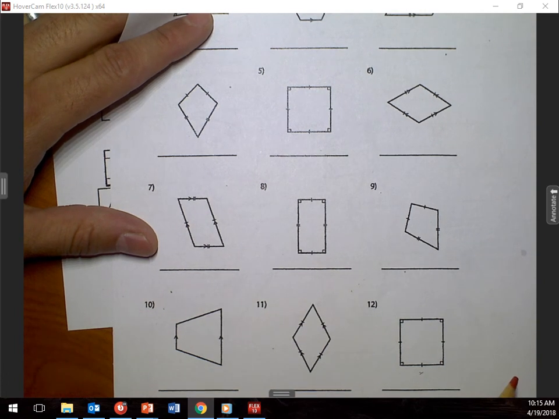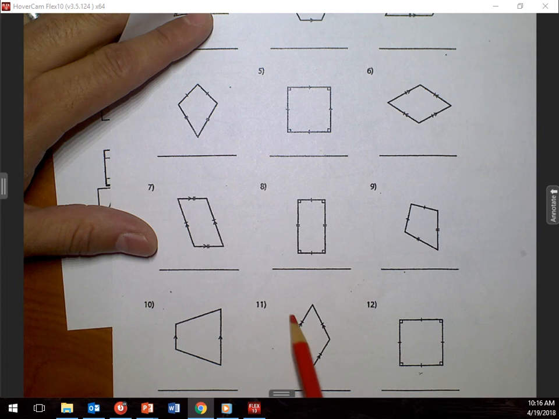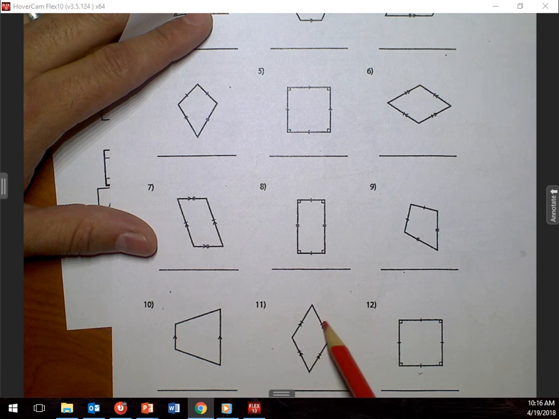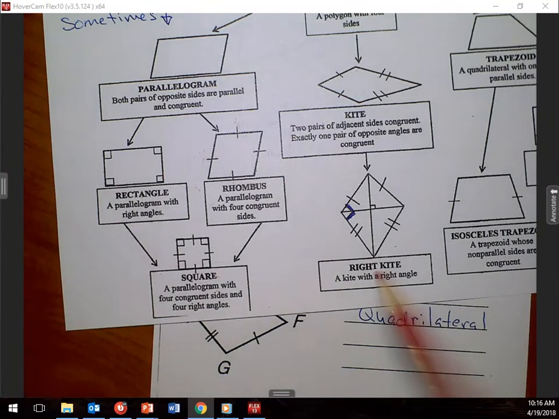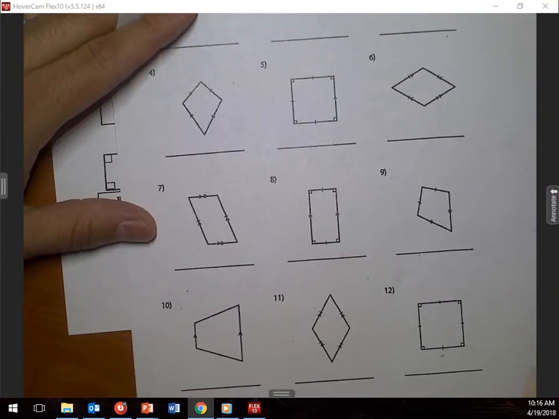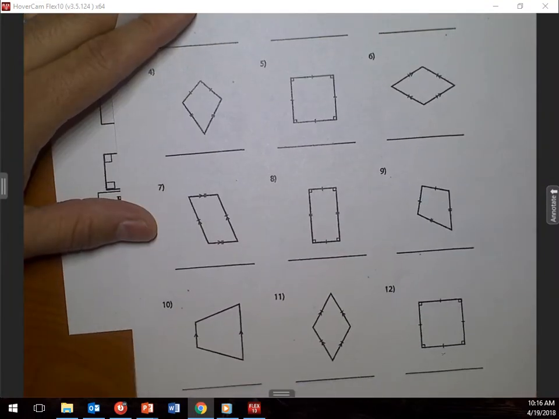How about number 11? Is it a rhombus? If you look, they're all the same, aren't they? And what do those arrows signify? Arrows mean that they're parallel. So those are parallel, and those are parallel, and all four sides are the same. That's going to be a rhombus. Does that make sense?